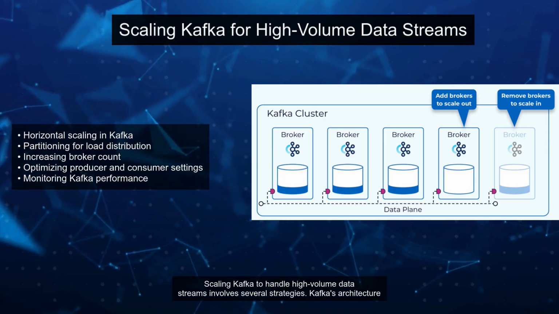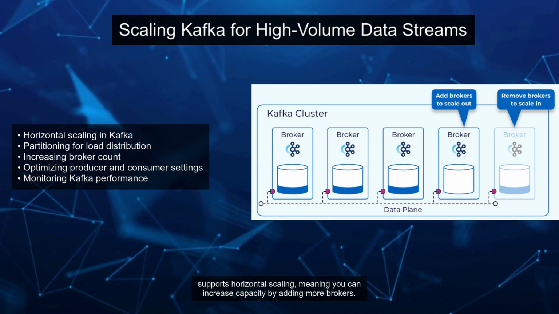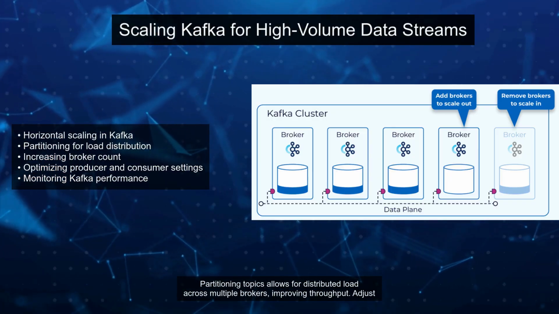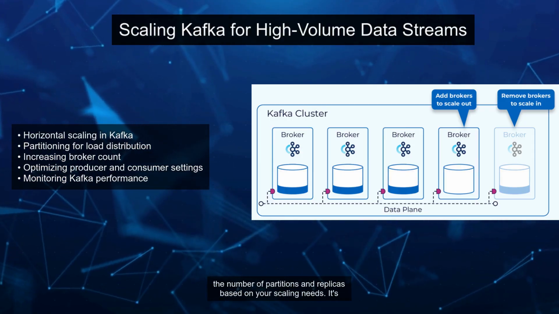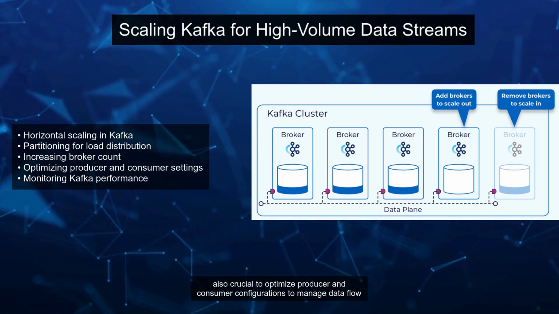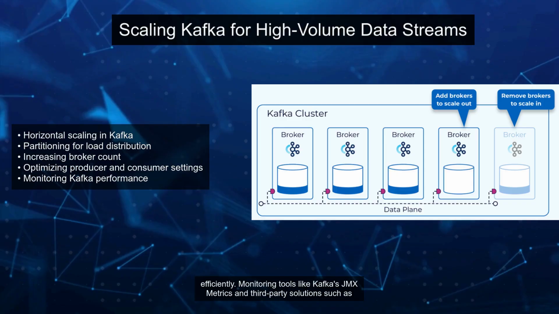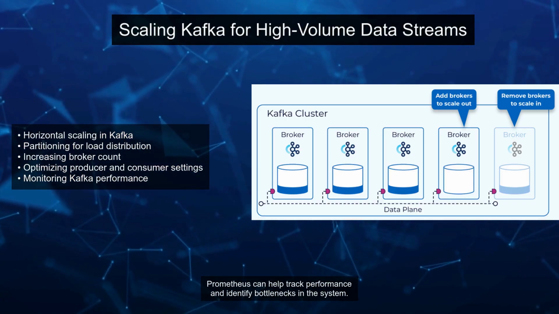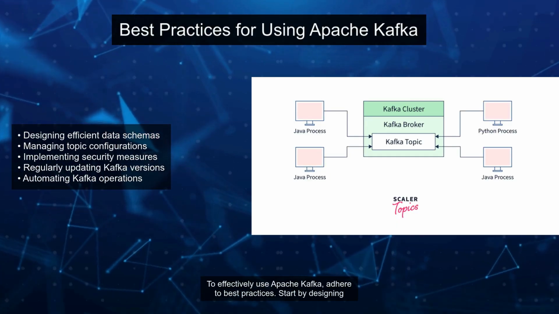Scaling Kafka to handle high-volume data streams involves several strategies. Kafka's architecture supports horizontal scaling, meaning you can increase capacity by adding more brokers. Partitioning topics allows for distributed load across multiple brokers, improving throughput. Adjust the number of partitions and replicas based on your scaling needs. It's also crucial to optimize producer and consumer configurations to manage data flow efficiently. Monitoring tools like Kafka's JMX metrics and third-party solutions such as Prometheus can help track performance and identify bottlenecks in the system.